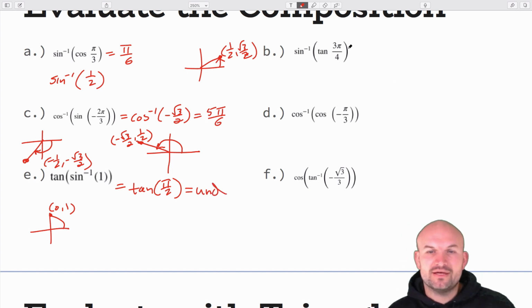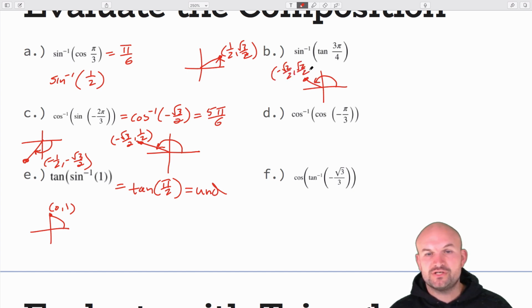All right, let's go ahead and work on this one. So tangent of 3 pi over 4. If we were to go to 3 pi over 4, that's in the second quadrant. Remember that's going to be negative square root of 2 over 2, comma square root of 2 over 2. So that's going to equal negative 1.